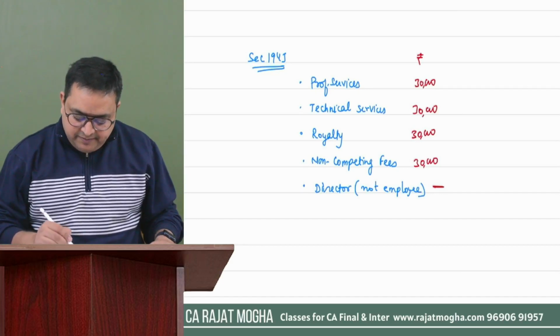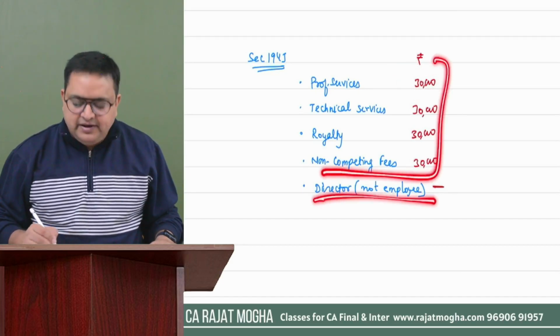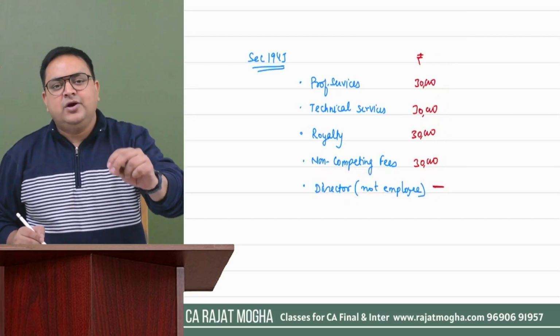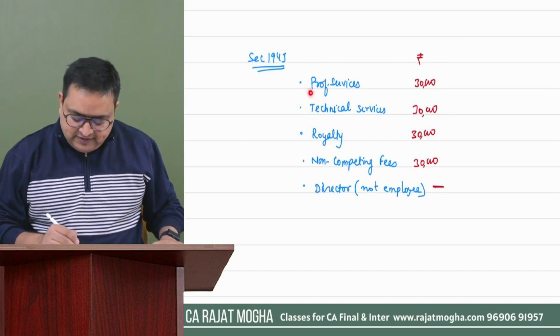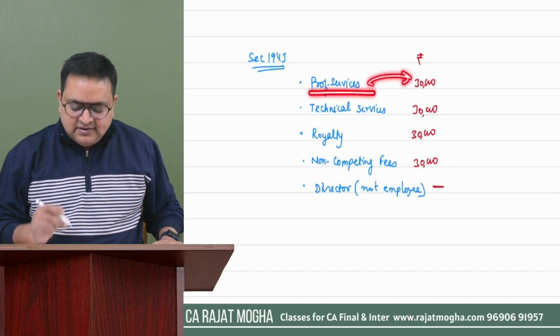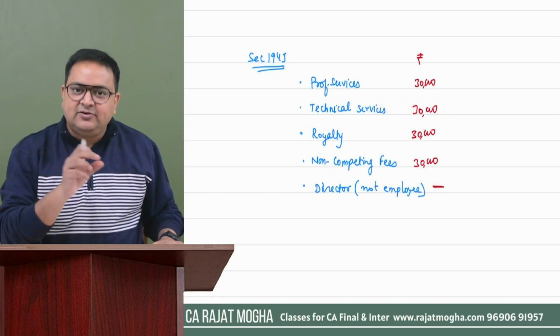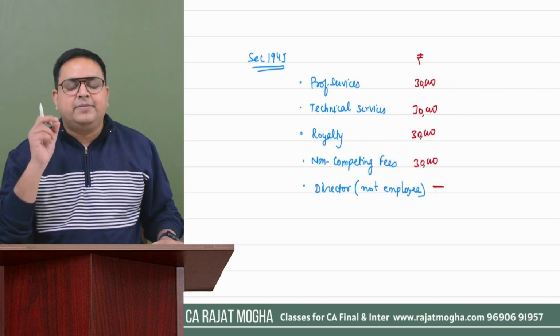Okay. I'm again repeating, this 30,000 limit will be applicable to these four. It will not be applicable for director. For director, there is no limit. Whatever amount you are paying, deduct TDS under section 194J. Second thing, I was saying that for professional services, please apply 30,000 separately. For technical services, apply 30,000 separately. For royalty, apply 30,000 separately. For non-competing, apply 30,000 separately.